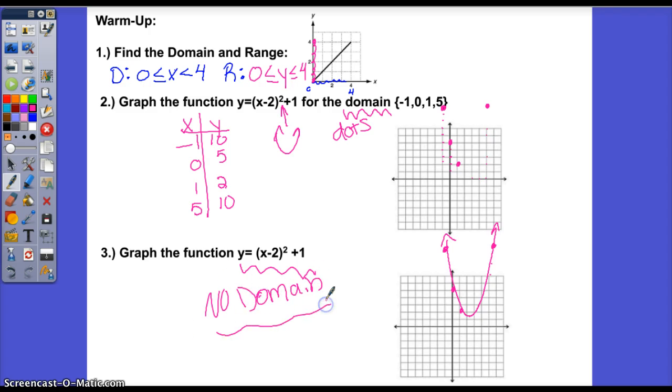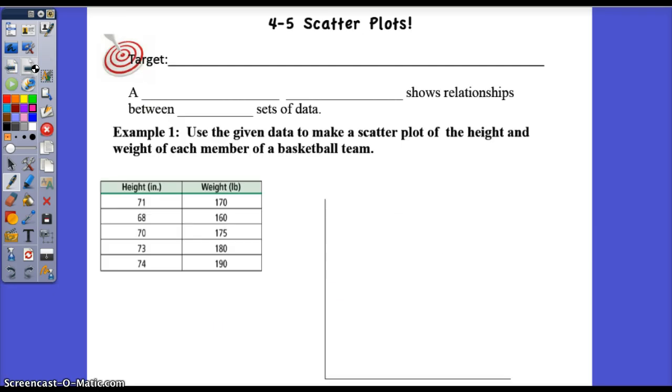Now today we're going to do scatter plots, which I know you did in 7th grade, and they're very, very fun. What a scatter plot is, a scatter plot shows relationships between 2 sets of data. We are going to use the given data to make a scatter plot of the height and weight of each member of a basketball team.